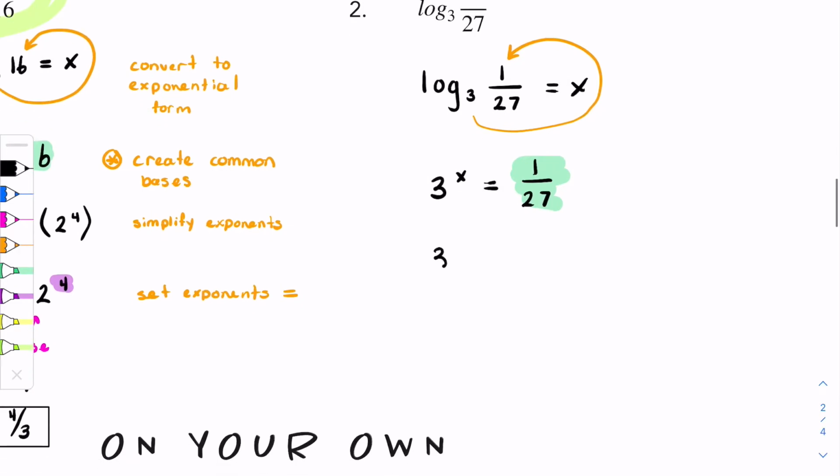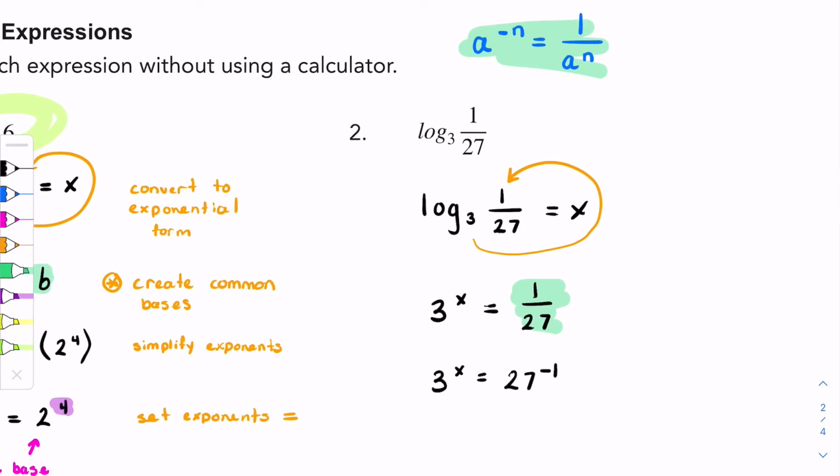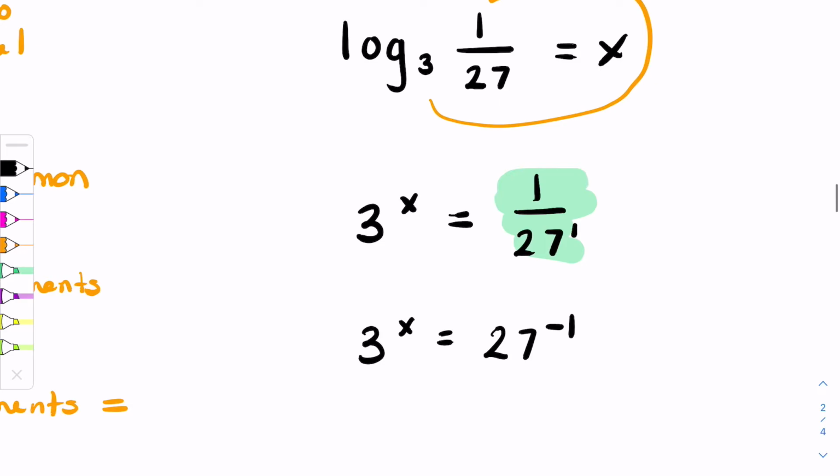I'm going to rewrite this as 3 to the power of x is equal to 27 to the power of negative 1. Again, that is just the opposite of your negative exponent rule. It's working backwards. You might have to take a second and think about that. In the denominator, 27 does have a power of 1. We don't technically write it. It is positive, so if we move it to the numerator, it becomes negative.